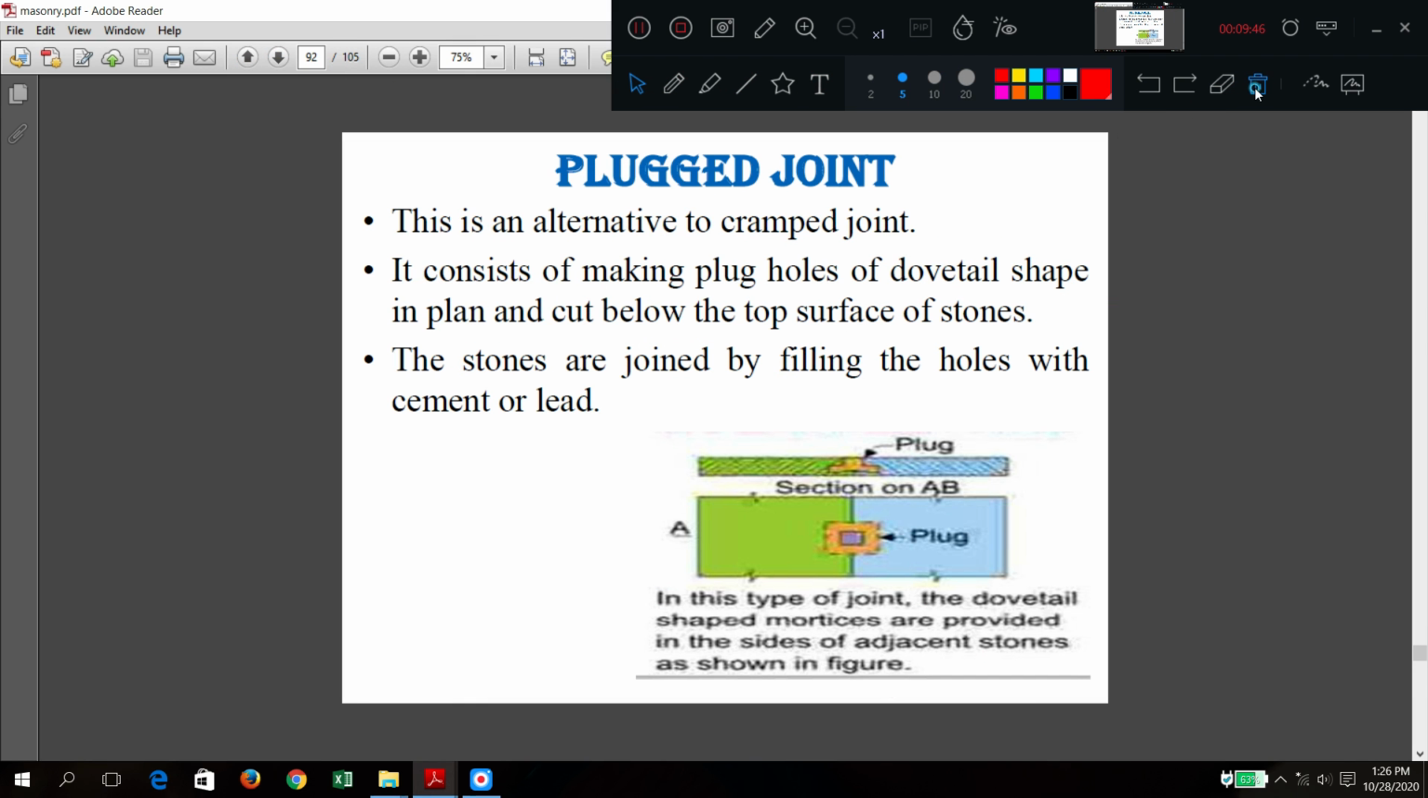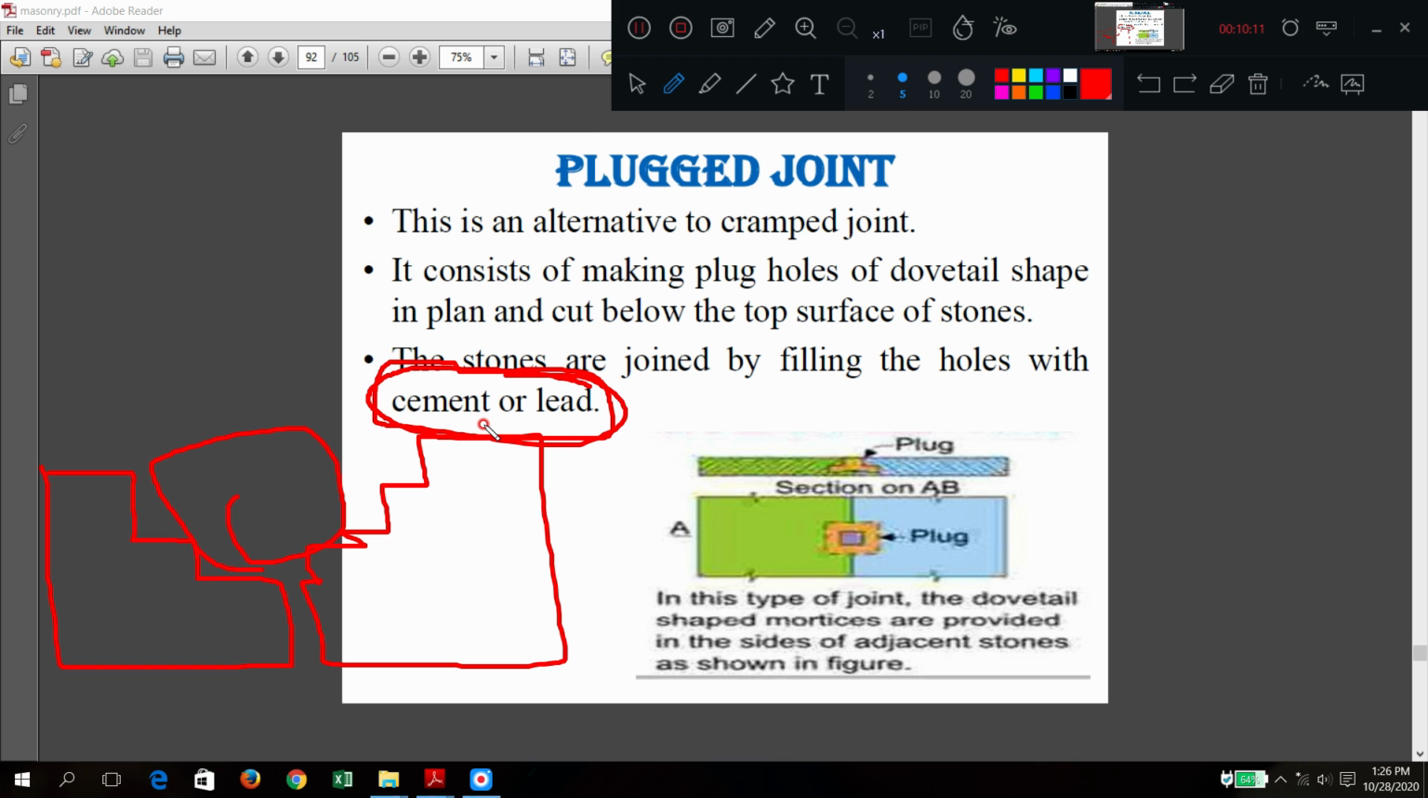Plugged means what? There is no metal piece, simply like this. A lot of depressions are made, and everything is filled with what? Molten lead, or cement. So this is plugged. There is no additional metal piece, but you are only filling with cement or lead. So that is why it is written as an alternate to clamped.